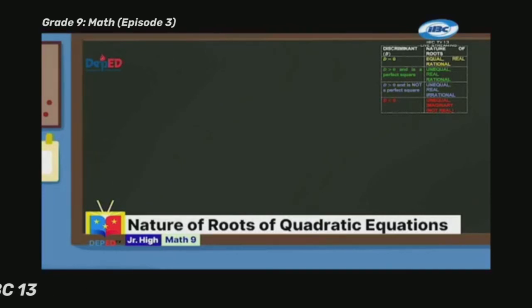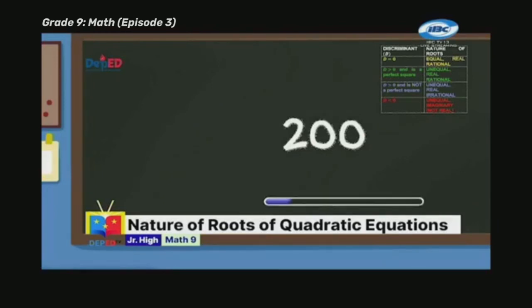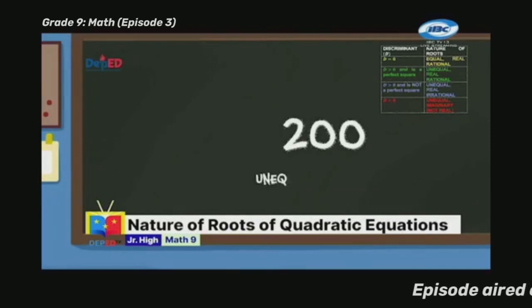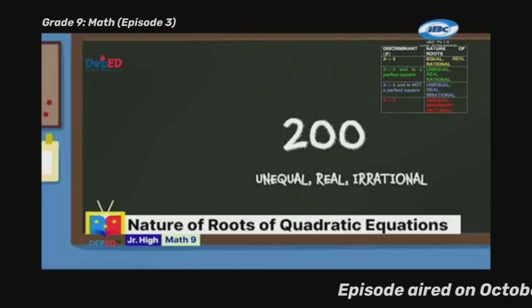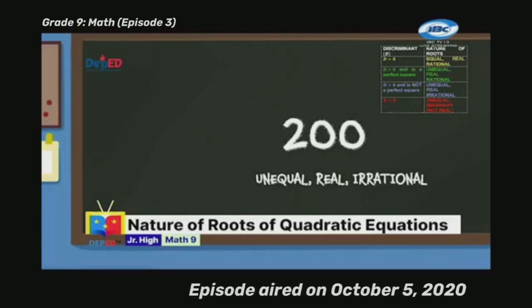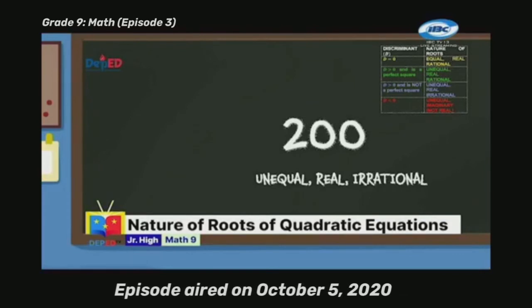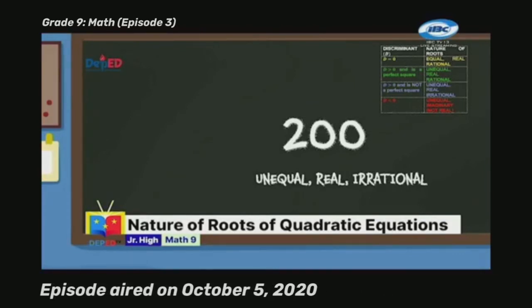Discriminant number 2: 200. What is the nature of the roots? Your answer in 5, 4, 3, 2, 1. Time's up. 200 is positive, but not a perfect square. So, the roots are unequal, real, and irrational.